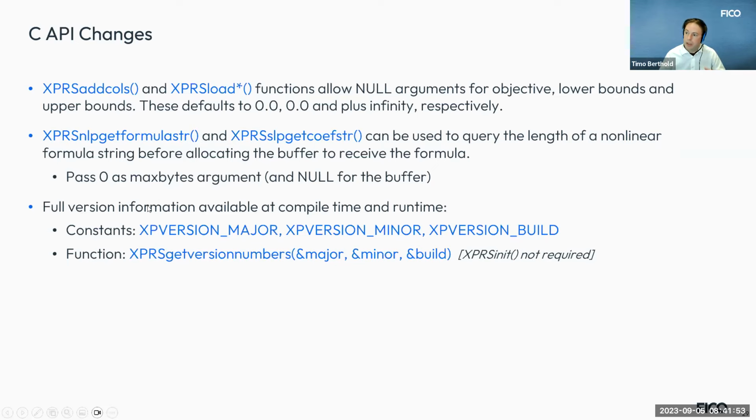The version information is now also available fully at compile time via these following constants. And the function Xpress get version numbers no longer requires Xpress init to be called. So you can do this before initialization, which comes in handy if your application works with different versions of Xpress at the same time.